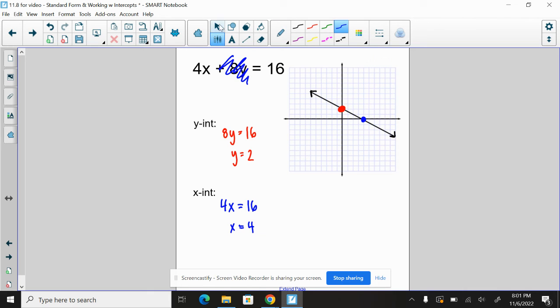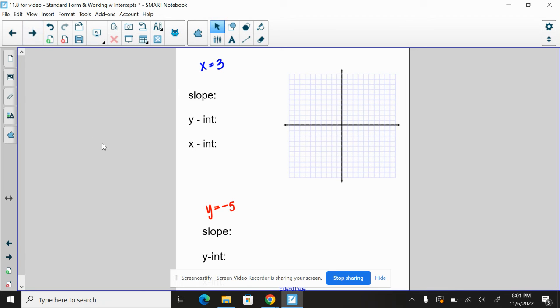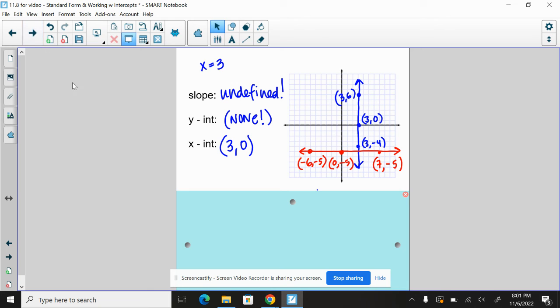I love it. So now it gets a little tricky. So now I want you to pause the video and graph these two lines. Tell me what your slope is, tell me what your y-intercept is, and tell me what your x-intercept is. So pause the video and go ahead and do it. All right, we're back.